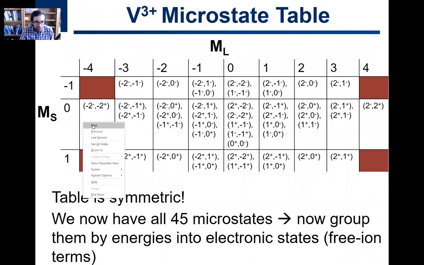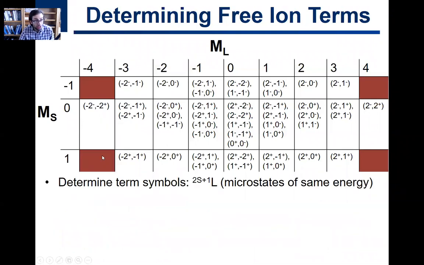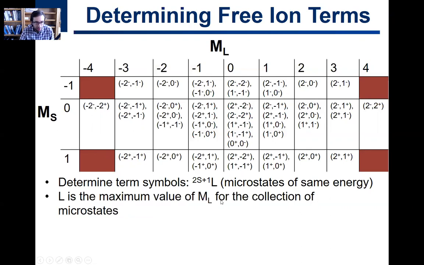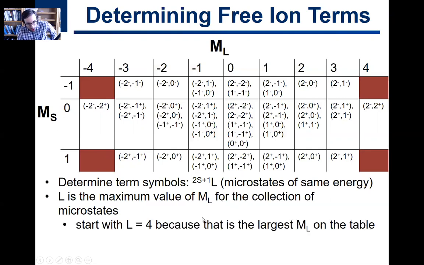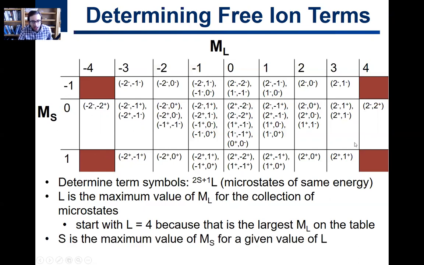All right, so how do we do this? We are going to determine the term symbols, right? These are atomic term symbols now. And so it's 2S plus 1 superscripted L, microstates of the same energy. L, remember, is the maximum value of M sub L for the collection of microstates. So we're going to start with L equals 4. Why? Because that's the largest M sub L on the table, right? 4. So L equals 4.